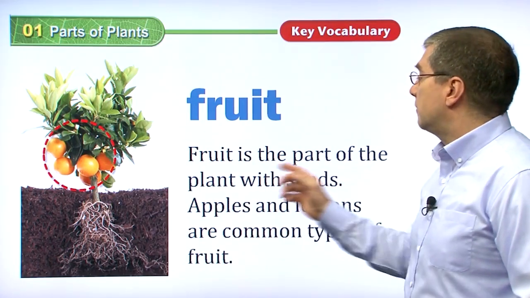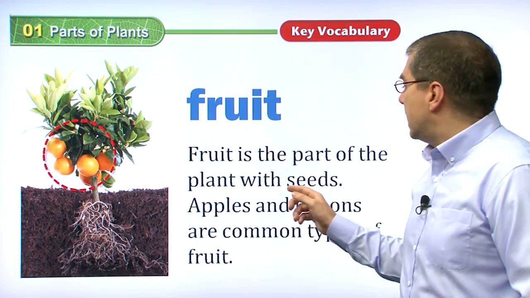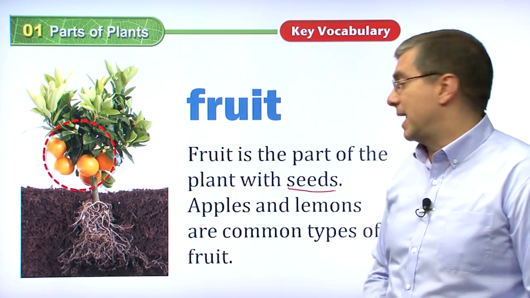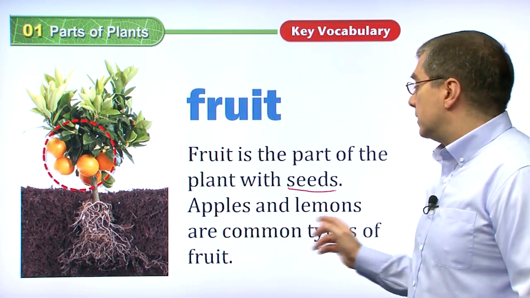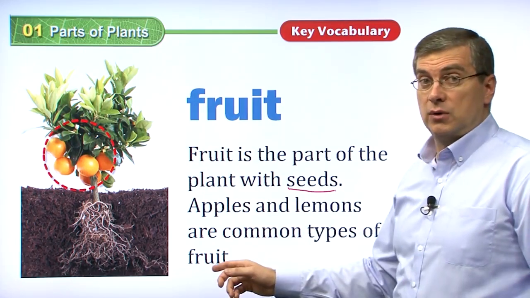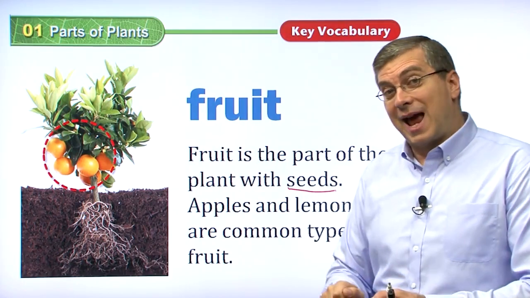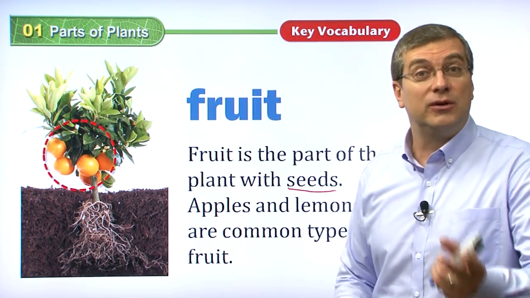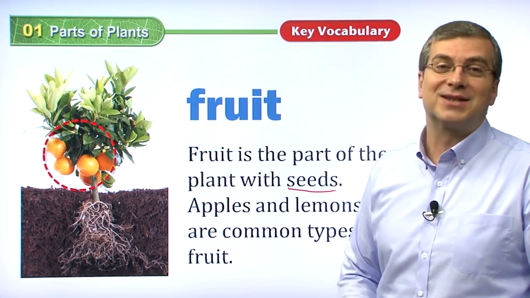Fruit is the part of plant with seeds. Here we have seeds. We'll talk about later what seeds do for the plant. Apples and lemons are common types of fruit. So if you cut open an apple, I'm sure you like apples, right? Apples are very delicious, and they're good for you too. You should eat lots of apples.